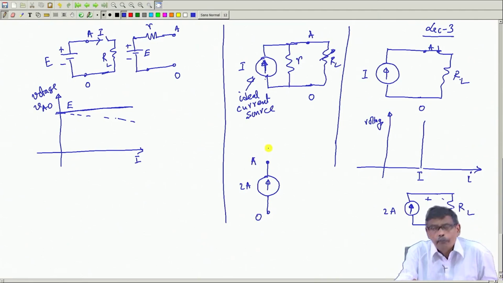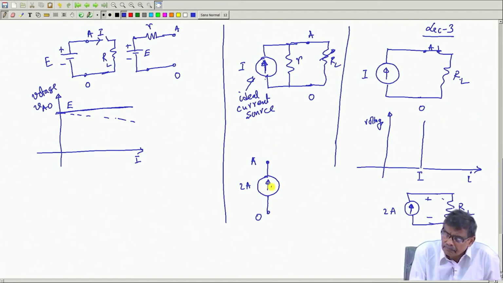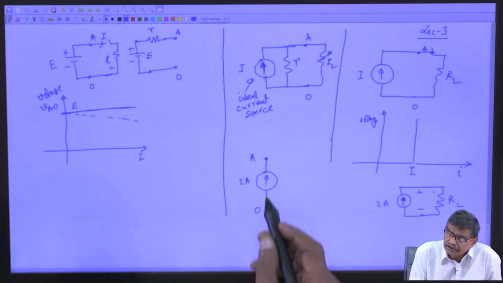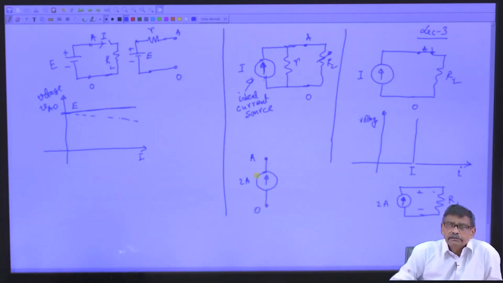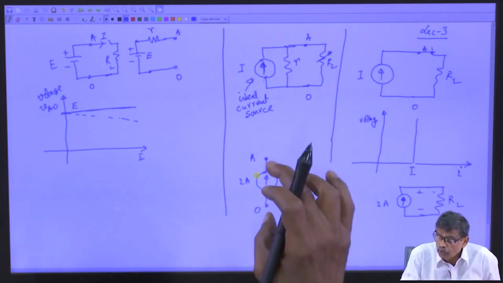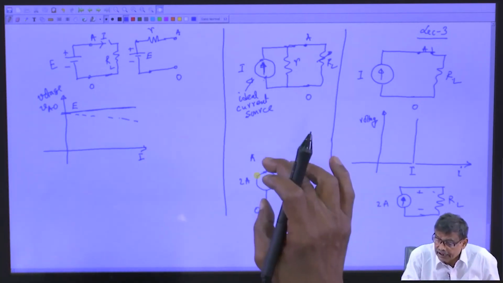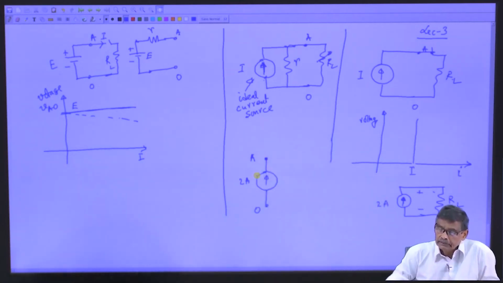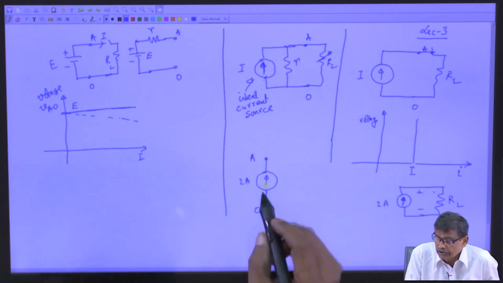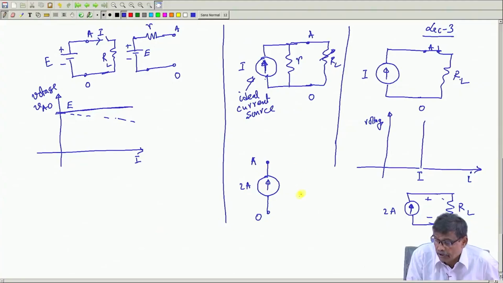Should I keep it open circuited? That is the first thing we must understand. If it is available, this current source will always try to drive a current of 2 ampere in this branch. With no load resistance connected between A and O, suppose it is open circuited, then also it will try to drive a current of 2 ampere.